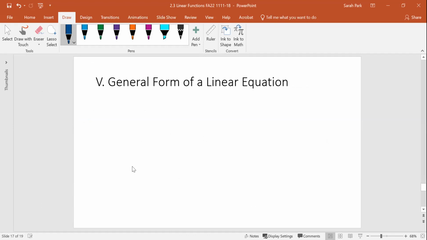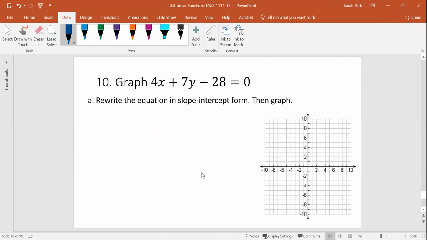Okay, let's move on to the general form of a linear equation: Ax plus By plus C equals 0, where A, B, and C are real numbers. Actually, let me just write that down instead of reading it out loud. So general form is in this form, and A, B, and C are just coefficients, and your x and y are variables. So let's look at the first case where our linear equation is written in general form.